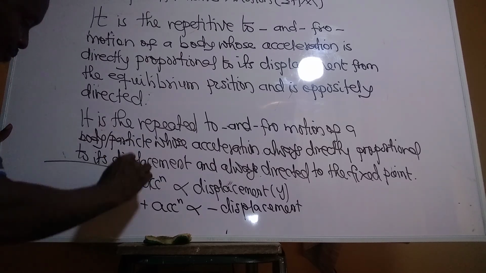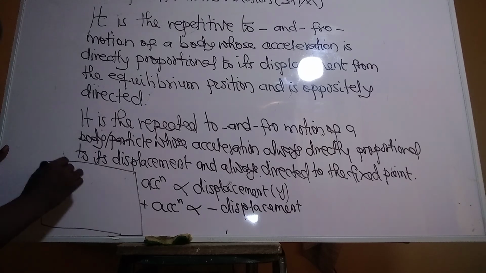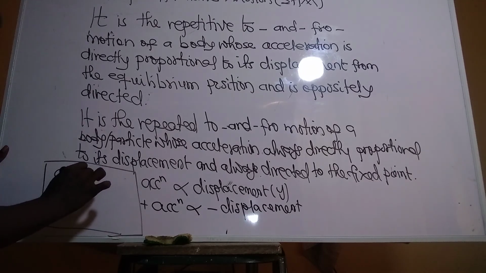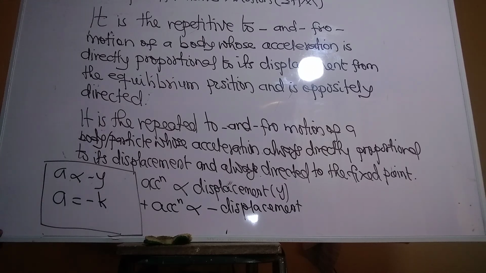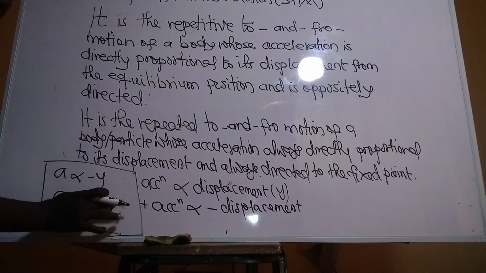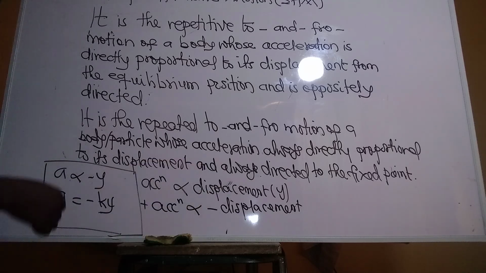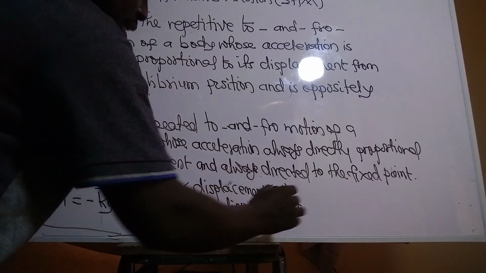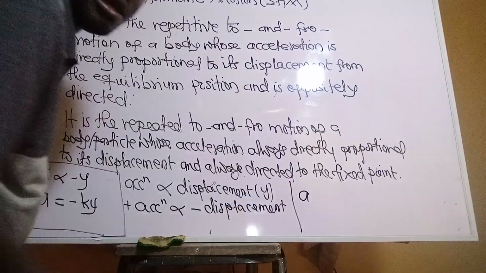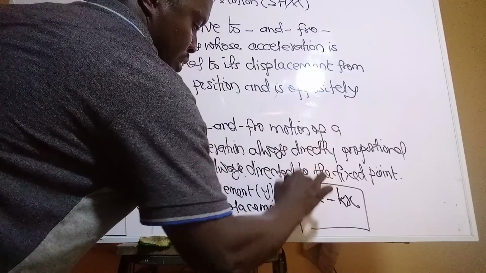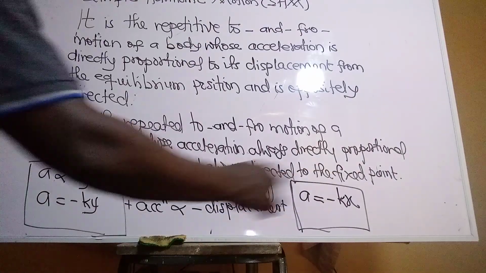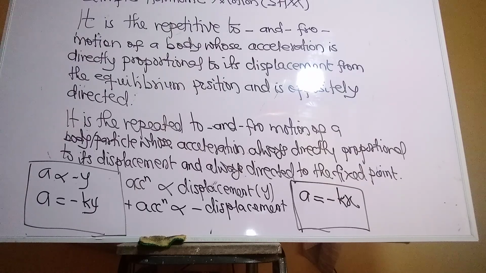So mathematically, we say that a is directly proportional to minus y, and a is equal to minus a constant of proportionality times y. And we use y because here we are looking at the displacement along the y-axis. If we are considering a displacement along the x-axis, then we say that a is equal to minus k times x, when we are looking at displacement of the particle along the x-axis. So this is what we mean by simple harmonic motion.